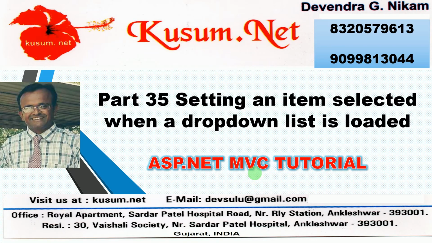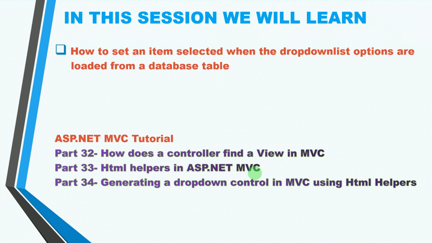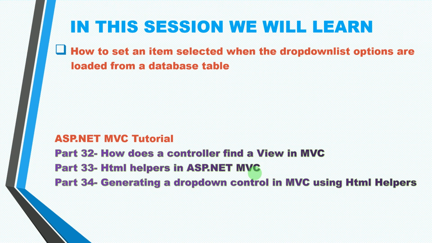In this session, you will learn how to set an item selected when the drop-down list options are loaded from a database table. Before watching this video, please watch my previous videos, part 32, 33 and 34. In part 34, I explained about generating a drop-down control in MVC using HTML helpers.